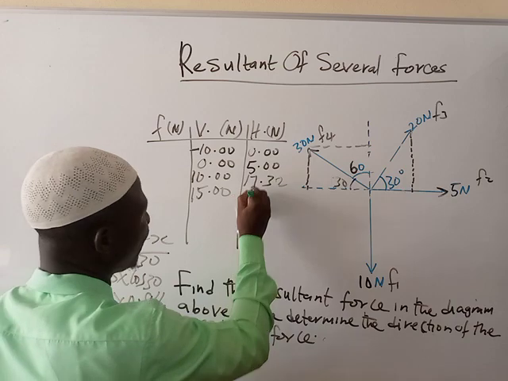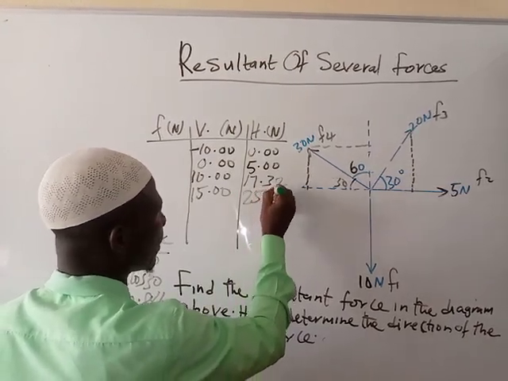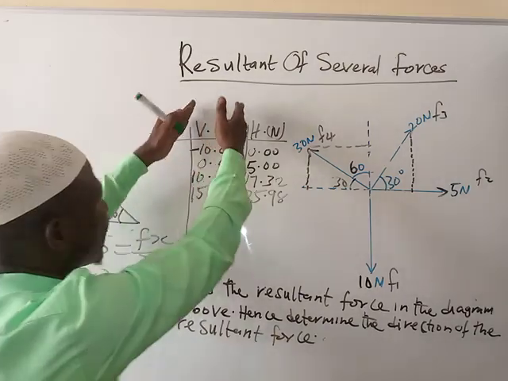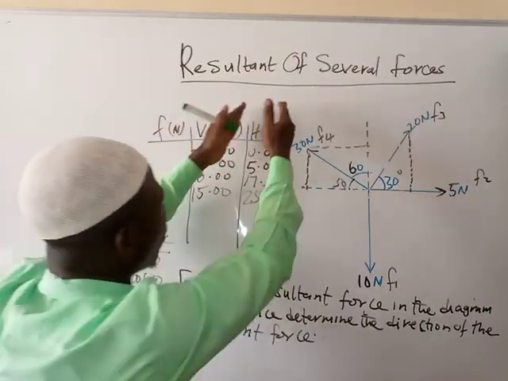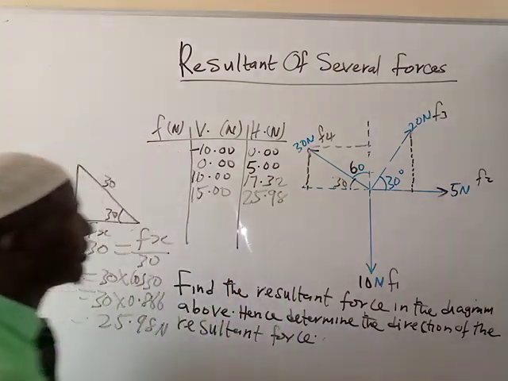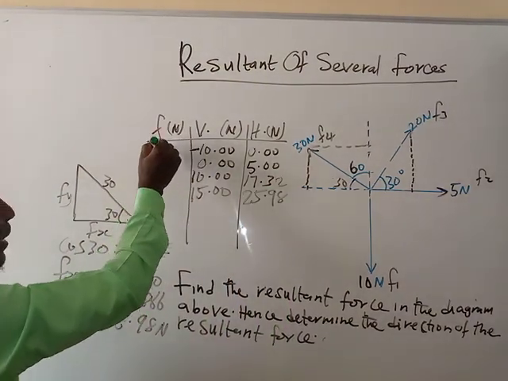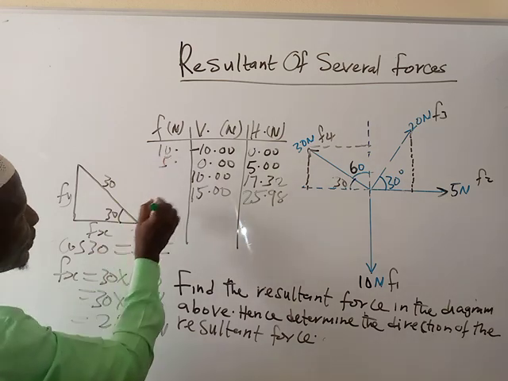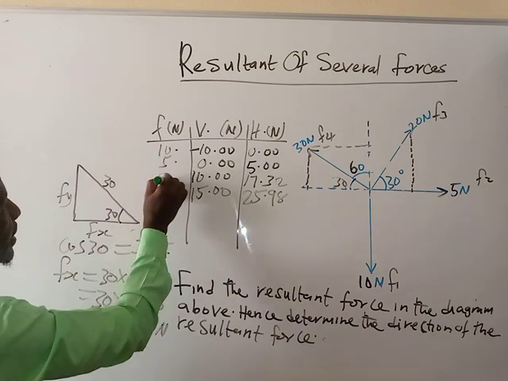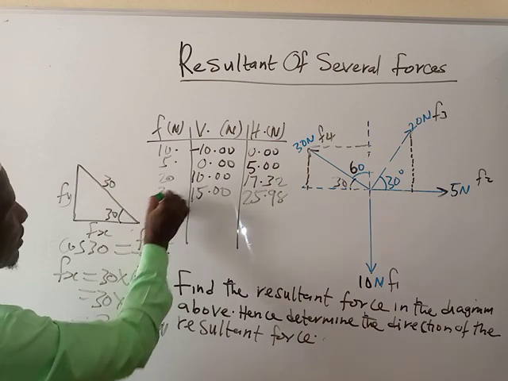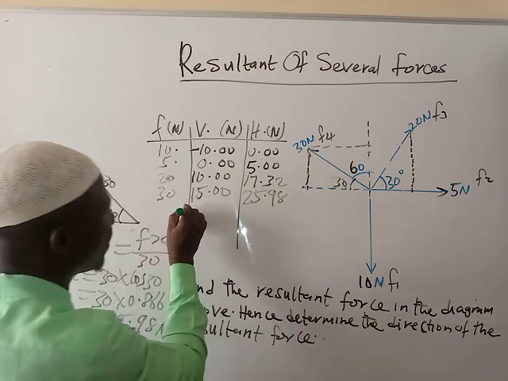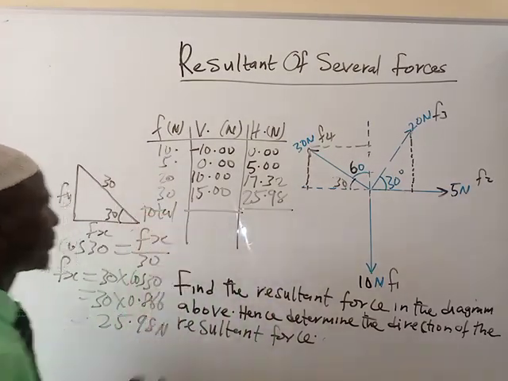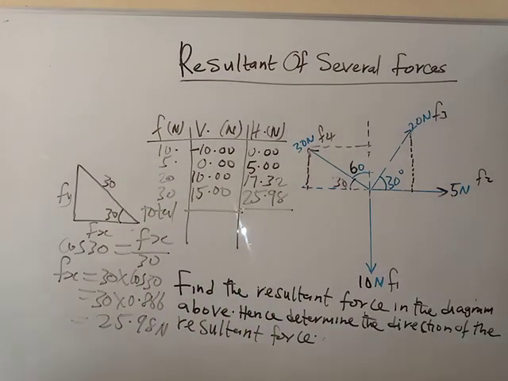25.98. Then the next thing is to sum all the vertical components together, and sum all the horizontal components together. So you can even write your first here. This one for 10, the first one; the second one is 5; the third one is 20; the fourth one is 30. Then the sum of this one and then the sum of this one. Total. What is the sum?